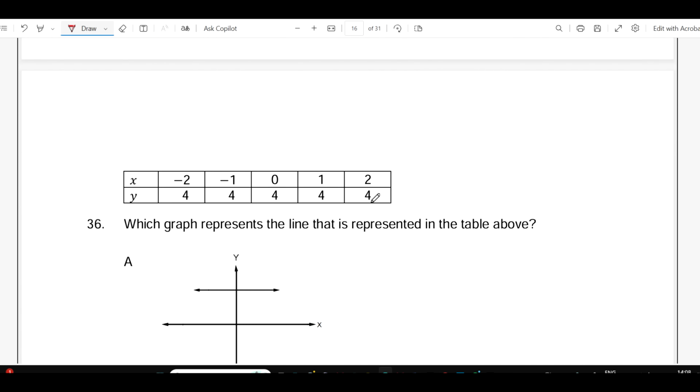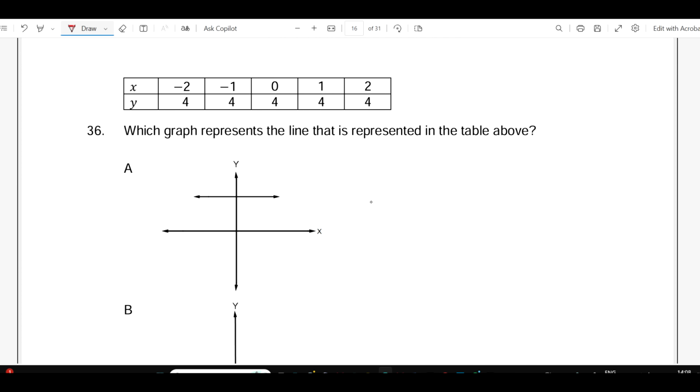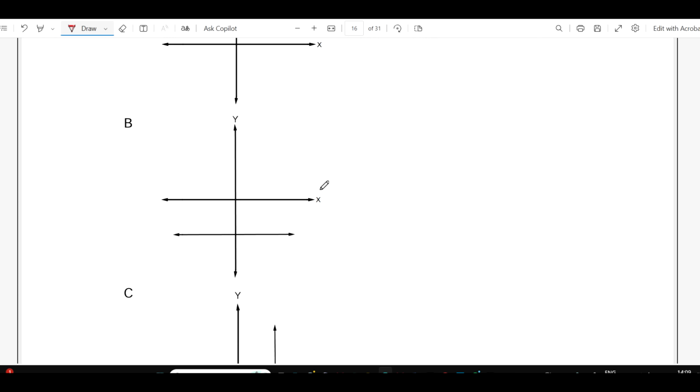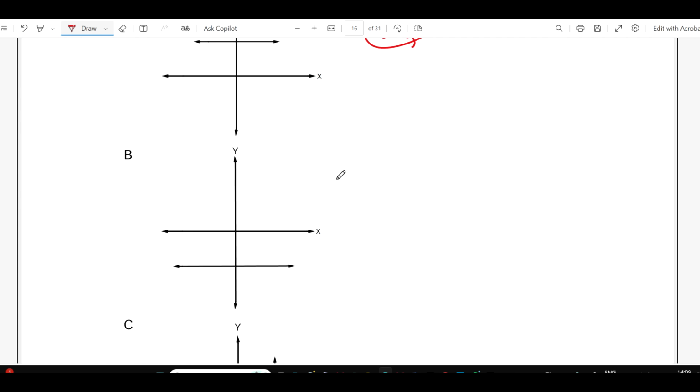Which graph represents the line that is represented in the table below? The first one is incorrect. We know that because this is a horizontal line. And I've told you this graph is always like this, y equals 4. It can be y equals negative. These are the type of graphs. They have this type of equation. Number B is incorrect. Number C is incorrect.